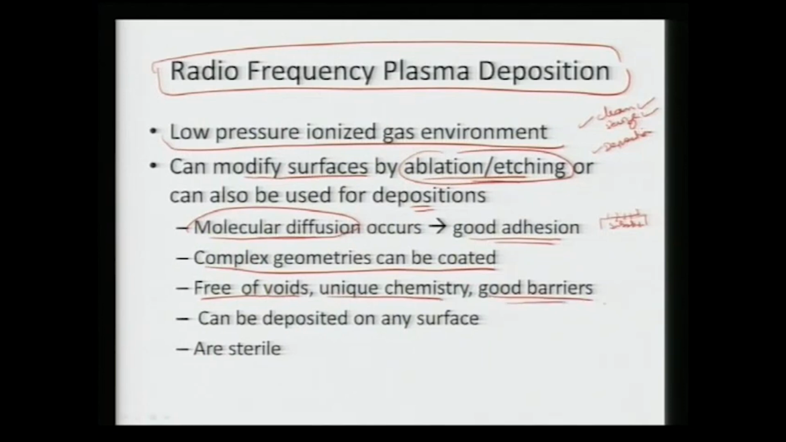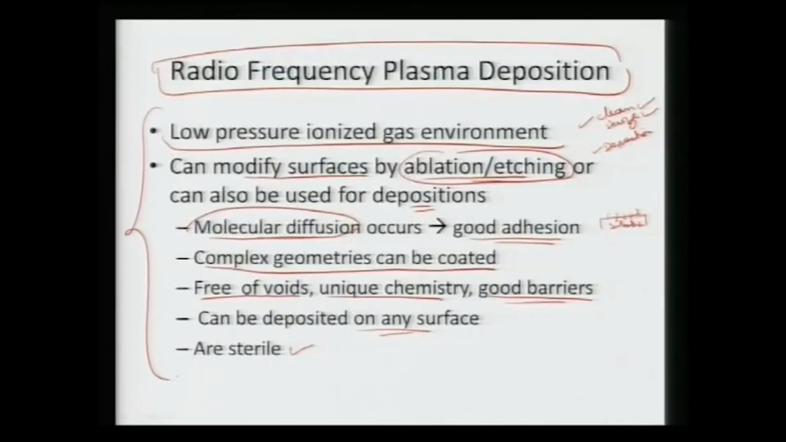It can have unique chemistry. It can also act as a very good barrier, and again it can be deposited on any surface. That is one more advantage of this radio frequency glow discharge, that we can utilize it for depositing on any surface. And also this radio frequency plasma deposition produces coatings which are sterile in nature. So, that is one more advantage, that whatever coatings we are producing, they are sterile.